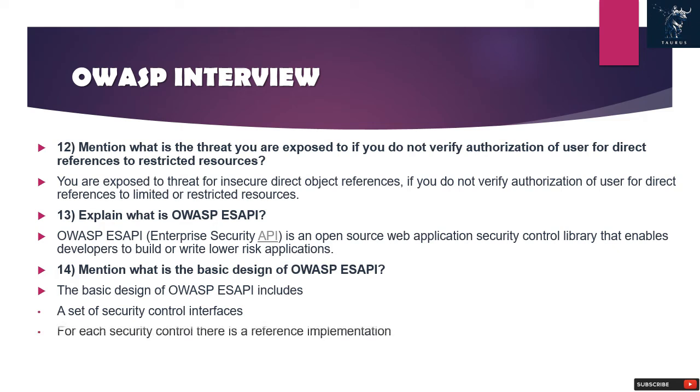13. Explain what is OWASP ESAPI. The OWASP Enterprise Security API is an open-source web application security control library that enables developers to build or write lower-risk applications. 14. Mention what is the basic design of the OWASP ESAPI.